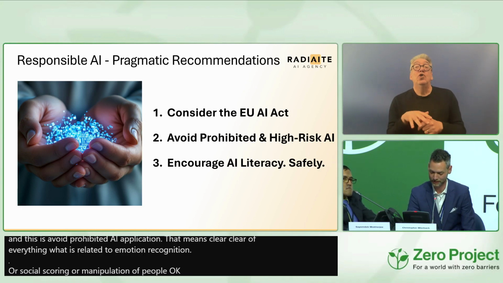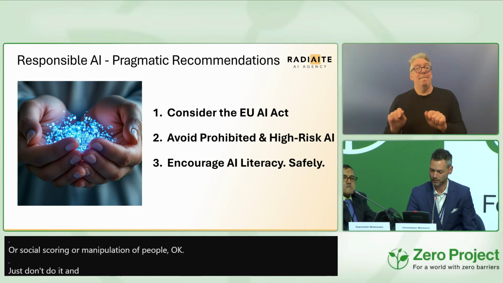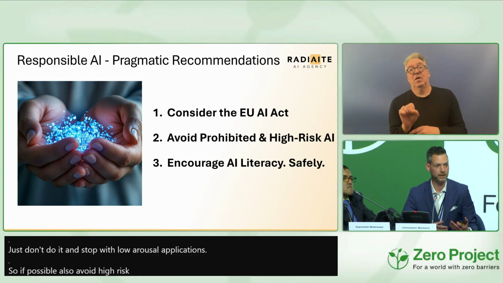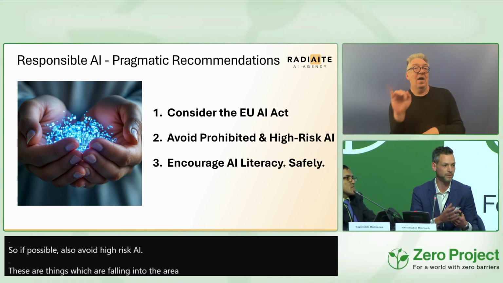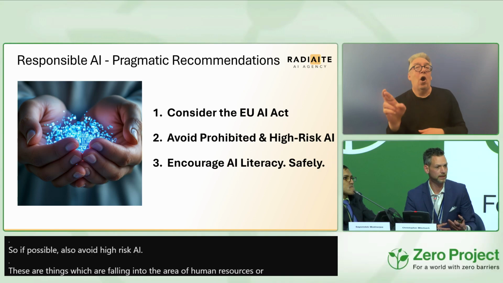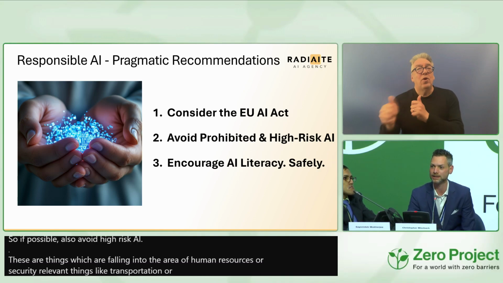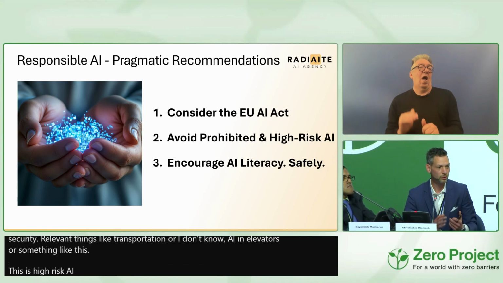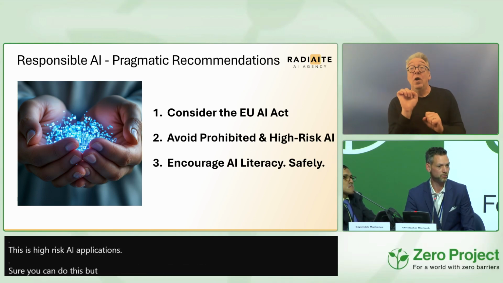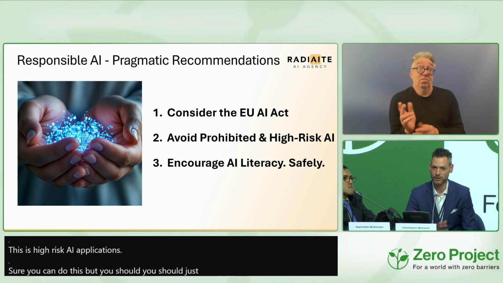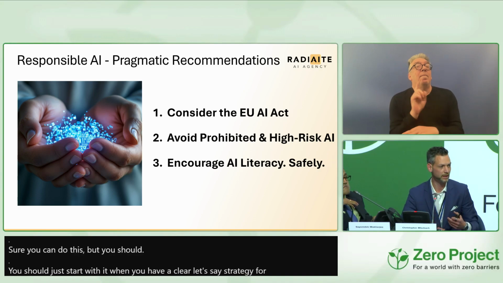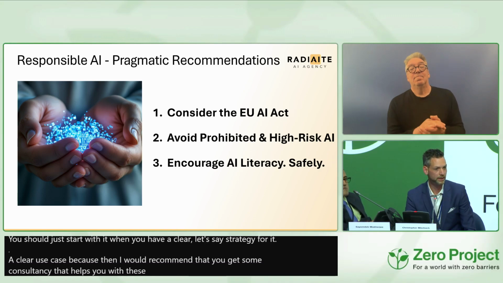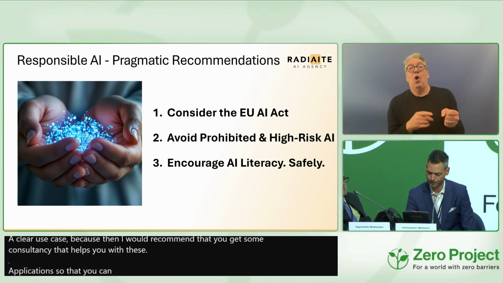Okay, just don't do it, and start with lower risk applications. So if possible, also avoid high-risk AI. These are things which fall into the area of human resources or security-relevant things like transportation or, I don't know, AI in elevators or something like this. This is high-risk AI applications. Sure, you can do this, but you should start with it when you have a clear strategy for it, a clear use case, because then I would recommend that you get some consultancy that helps you with these applications so that you can build everything in compliance.